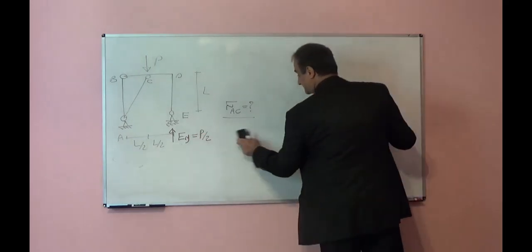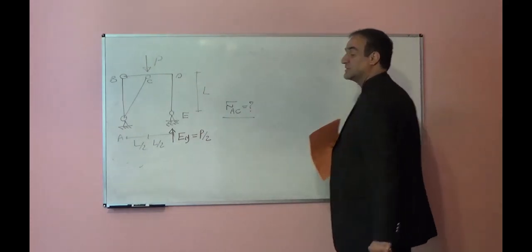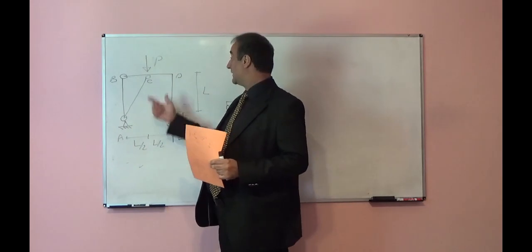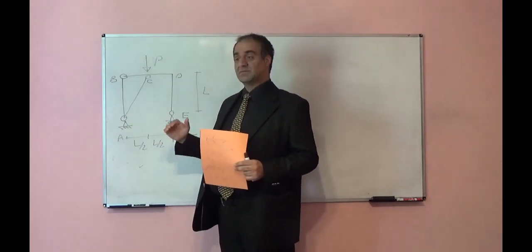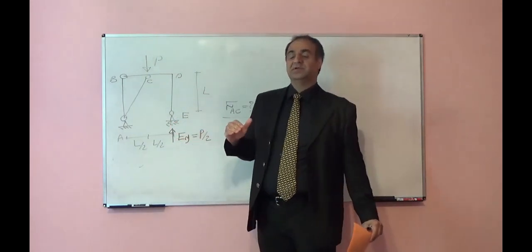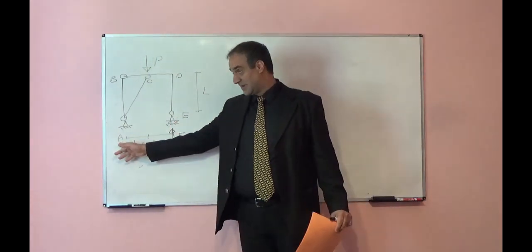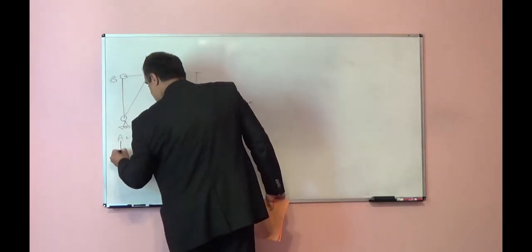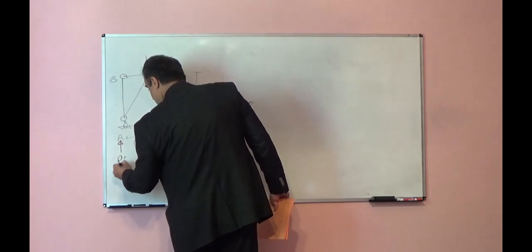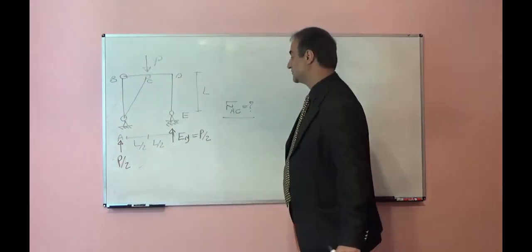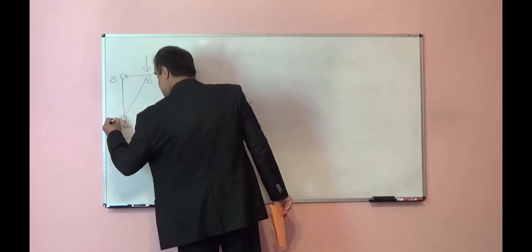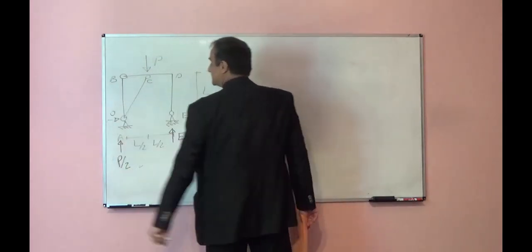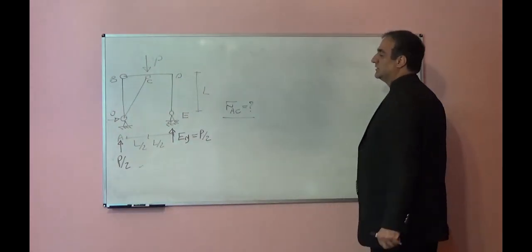So summation of forces in the vertical direction is equal to 0. AY plus EY minus P is equal to 0. From here you can find AY is equal to P over 2. Summation of forces in the horizontal direction is equal to 0. There is no force in the horizontal direction, so this one will be 0.